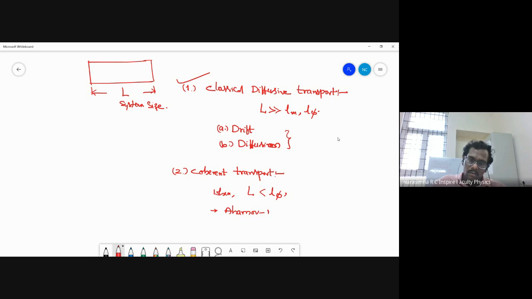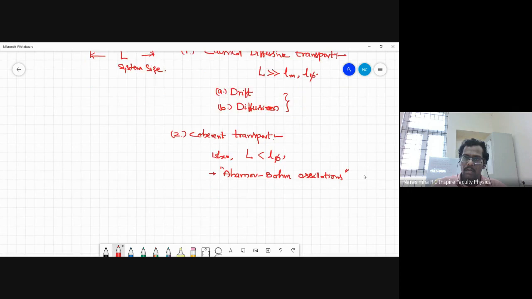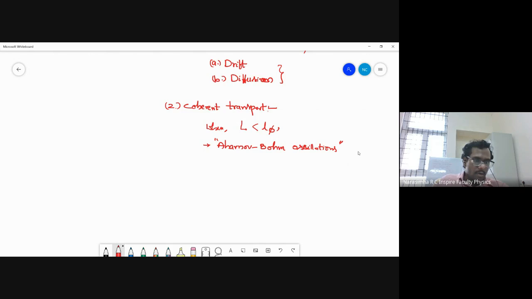Oscillations. You can observe this important phenomenon in the coherent transport regime. So if you are interested, just go back and try to get some idea about the Aharonov-Bohm effect. Now, what is the third transport regime?